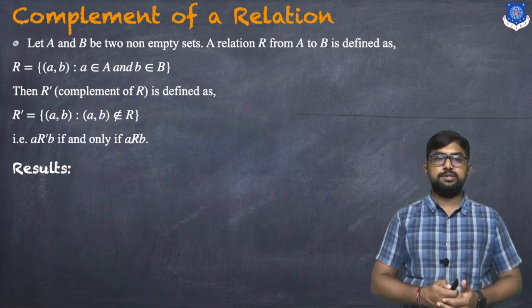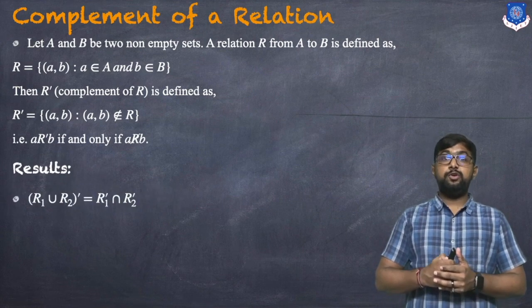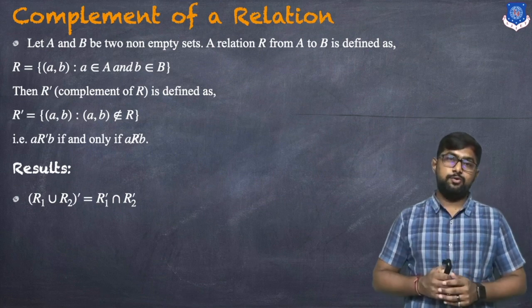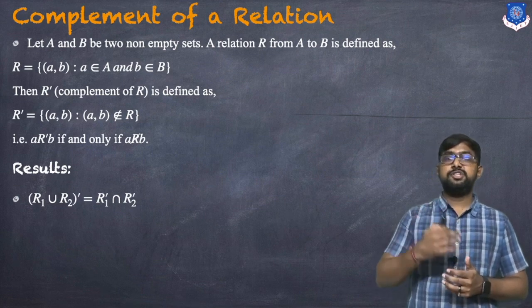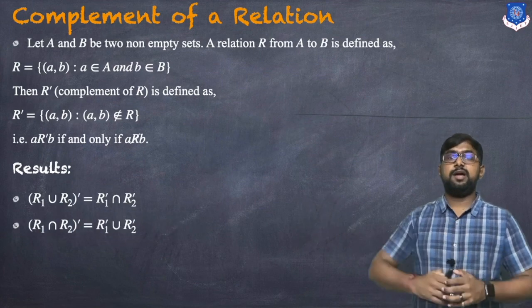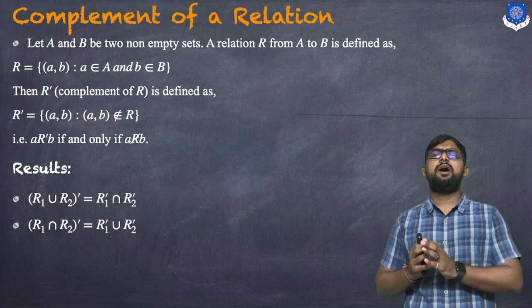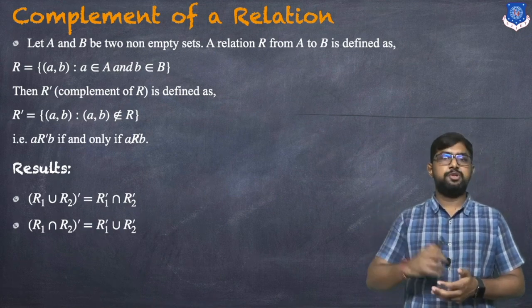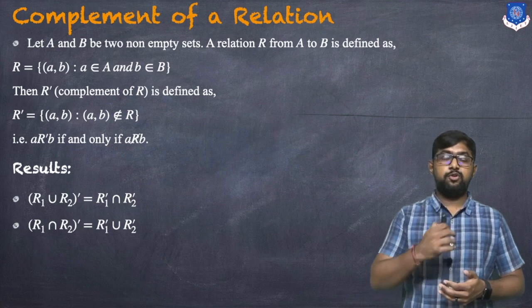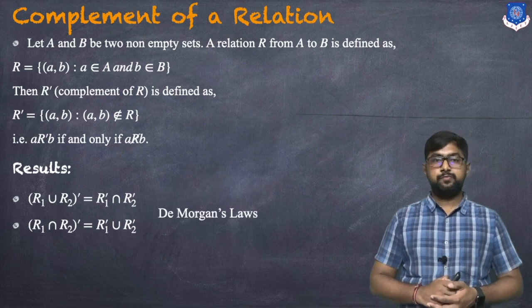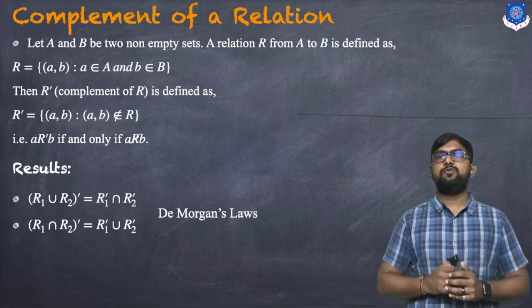Let us take results. Now (R1 union R2) dash equals R1 dash intersection R2 dash. And in the same manner, if we change the order, you will get (R1 intersection R2) dash equals R1 dash union R2 dash. You must have seen this type of results in set theory, and just think about it. What is that result? Yes, you are right. It is De Morgan's laws, and it is also true for relations.